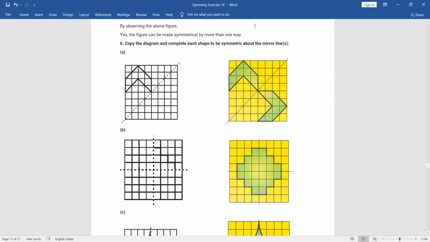A mirror line is given to you. An incomplete shape is given to you. What you need to do? You need to complete the figure. So just see how to complete this one. From here we will start. So how many boxes? 2 boxes we will go here. Now again we have a slanting line and 2 positions from there. So like this we have.